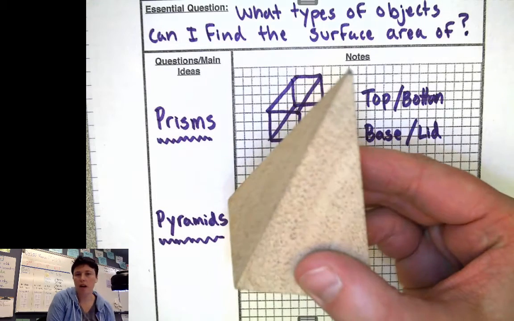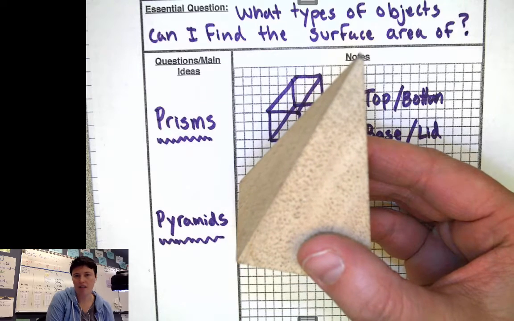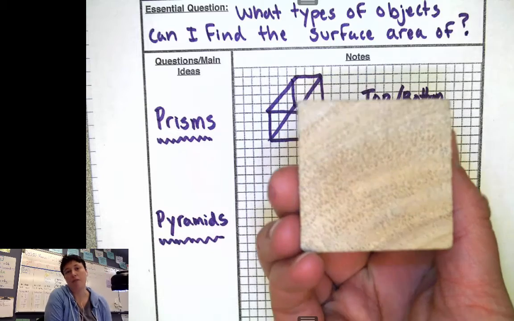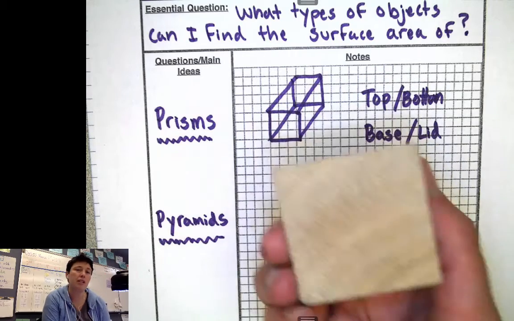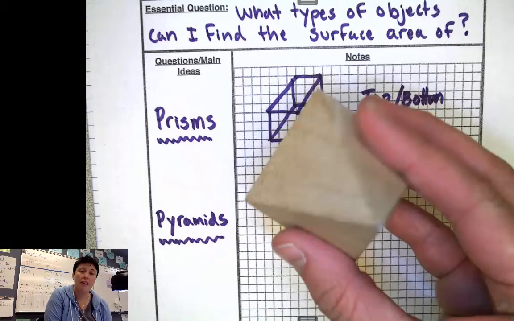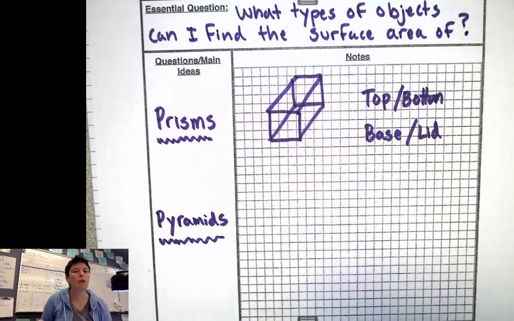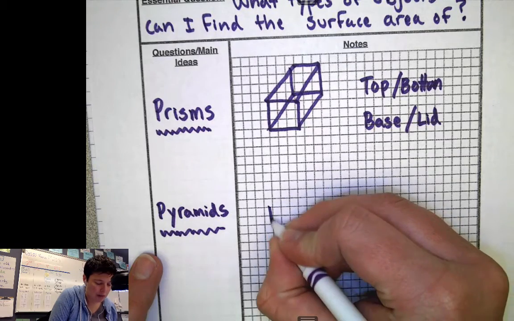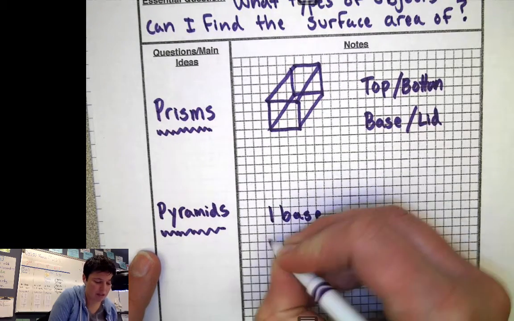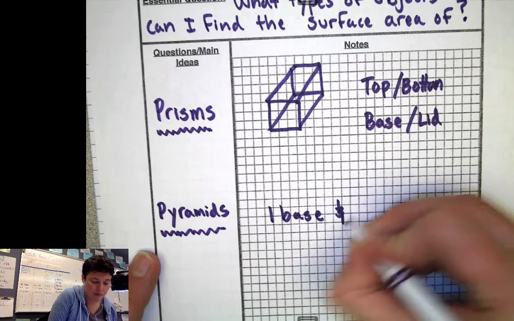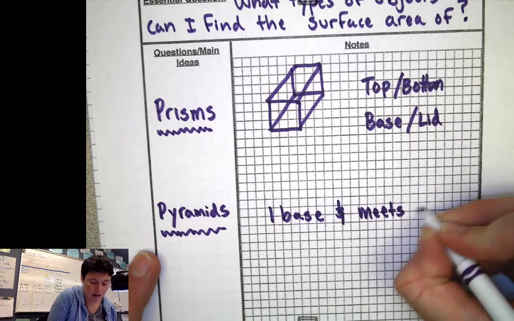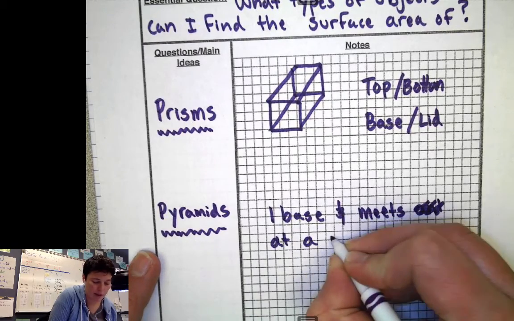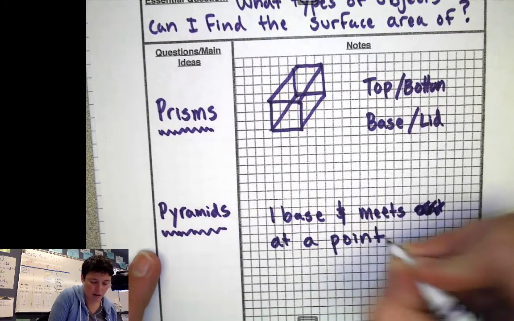So there's no top, bottom, left, right matching sides. Instead, it's one singular base. It's either the shape of a square or it could be other shapes like rectangles or triangles. And then everything meets at a pointed top. So a little bit trickier. With pyramids, you have to remember that it has only one base and meets at a point. Sorry, these notes are not as nice as I was hoping to make them.